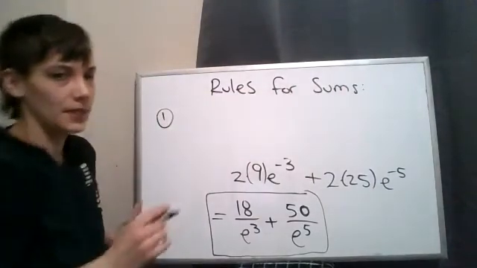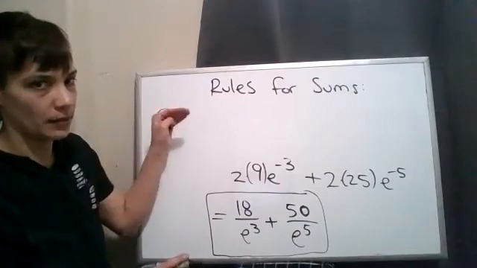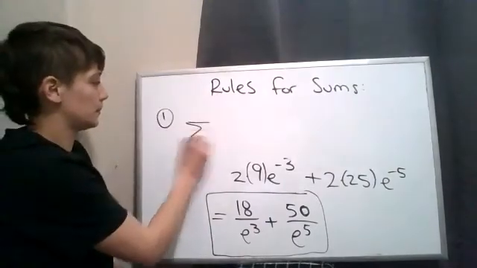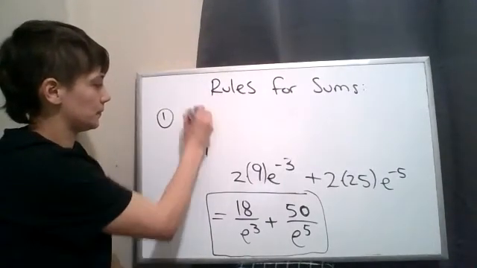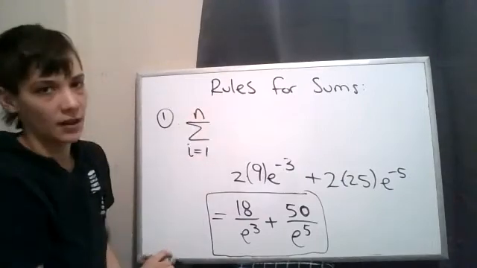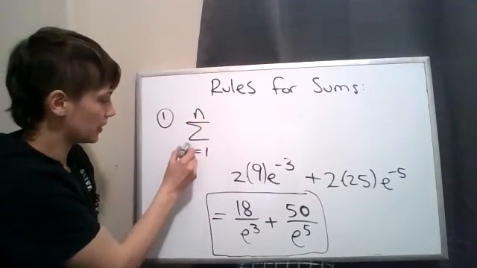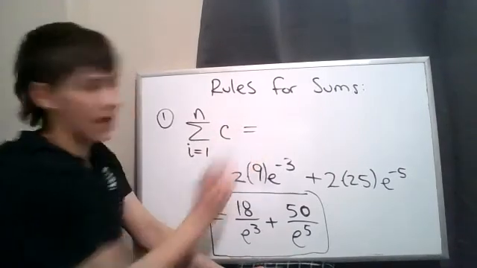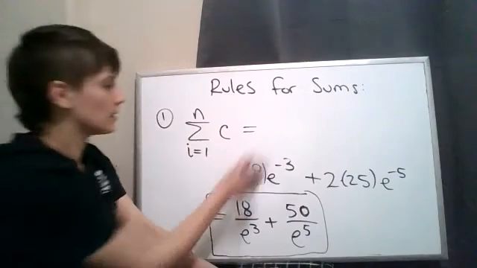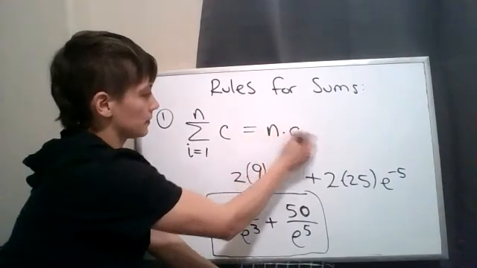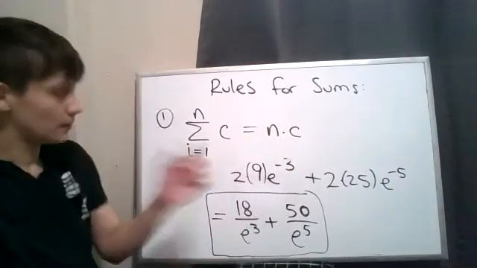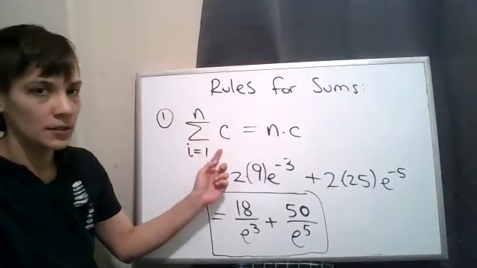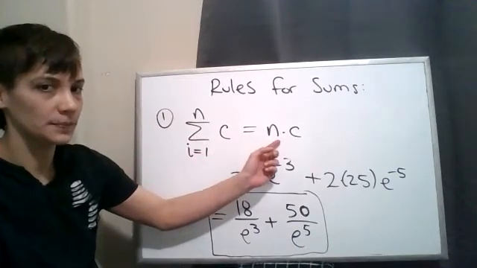First one, the sum from i equals 1 up to n of some constant c, so some number c, is n times c. So repeated addition becomes multiplication.